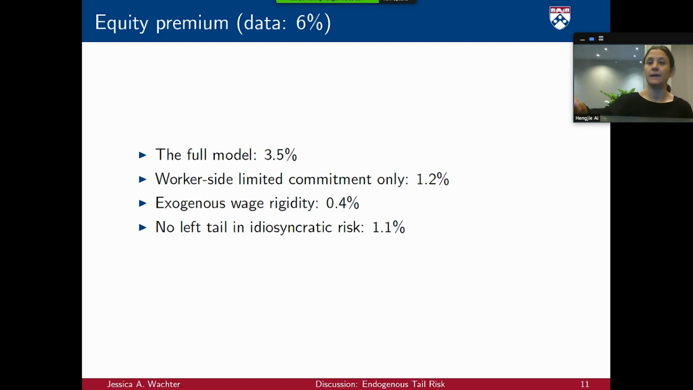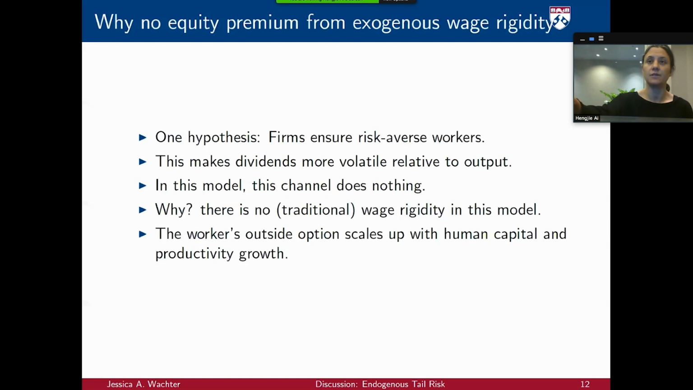All these different counterfactuals. I was actually really surprised by this result, because why is it that wage rigidity does not at least help with the equity premium? My hypothesis here is that the firms are insuring the risk-averse workers. This makes dividends more volatile relative to output and consumption more volatile relative to output. And they're doing this in order to keep the workers in the match. But that's actually not what's going on. I believe the reason is that it's actually not hard, in a sense, to keep the workers in the match, because the workers' outside option scales up with the risk. I think that's basically a modeling choice to make things easier. So this model is not a model of rigid wages in the traditional sense.